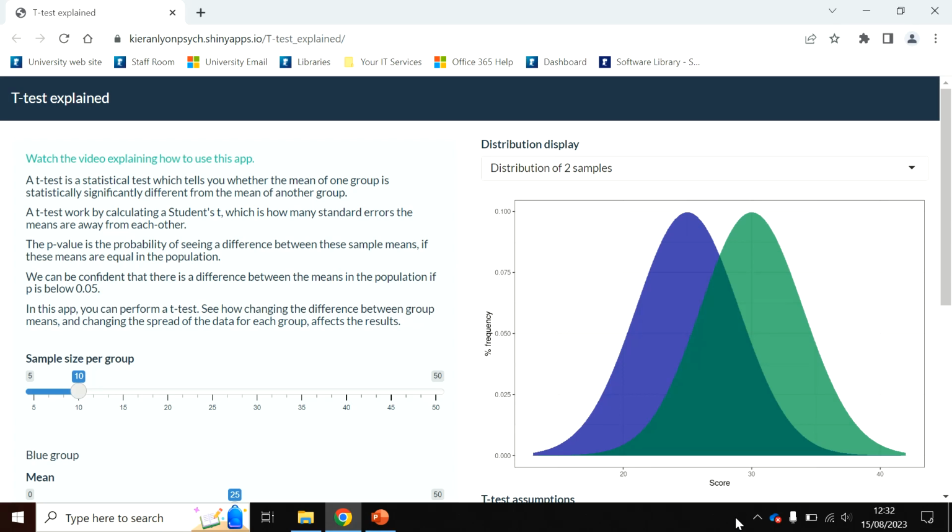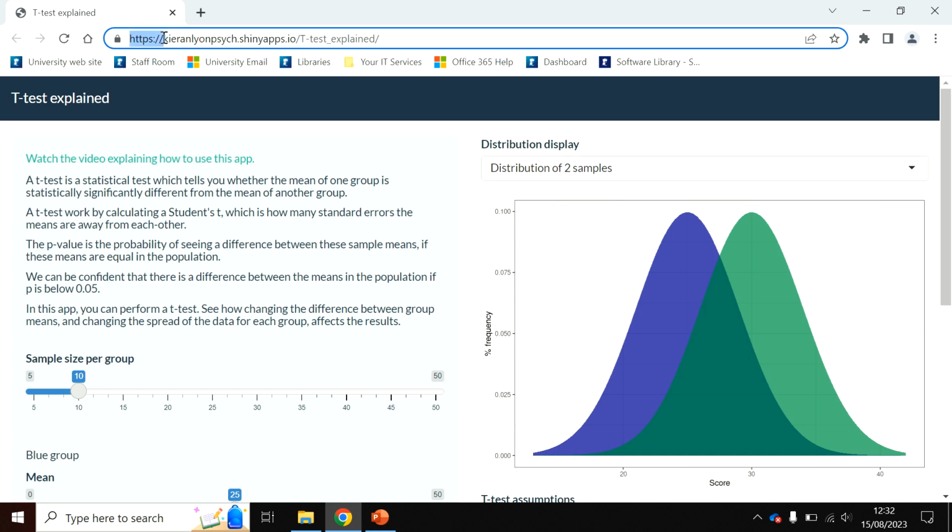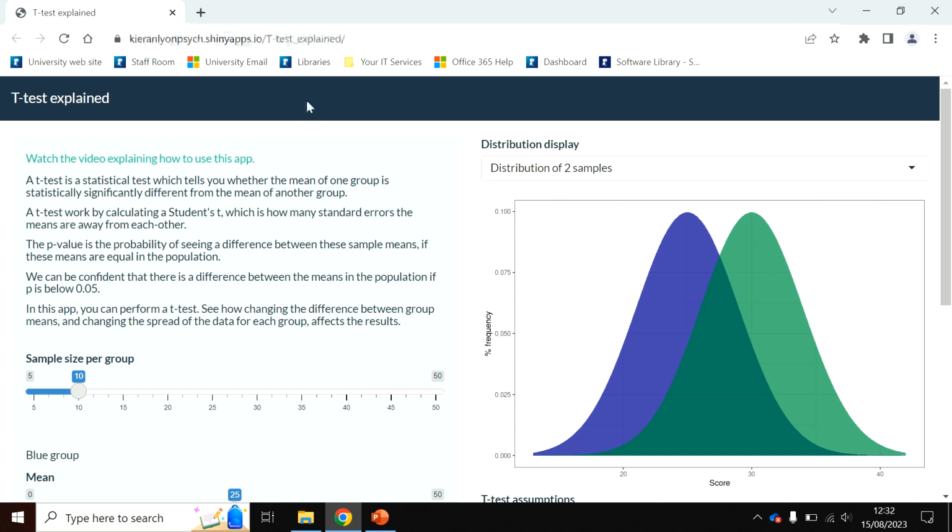T-Test Explained in this app, and you can find the URL to the app right there, and you can also see the video explaining the app here, the video we're watching right now.